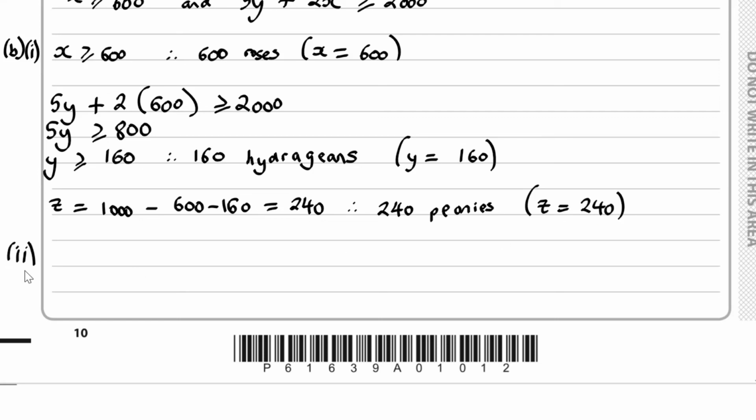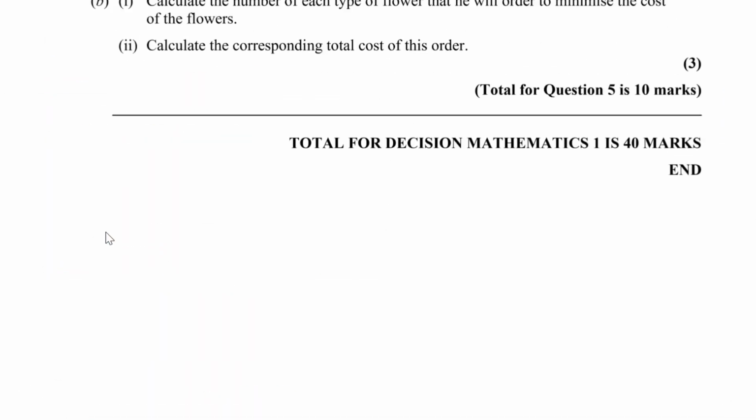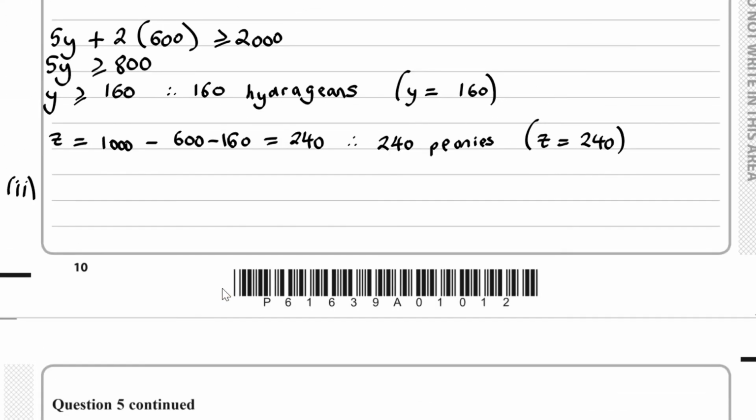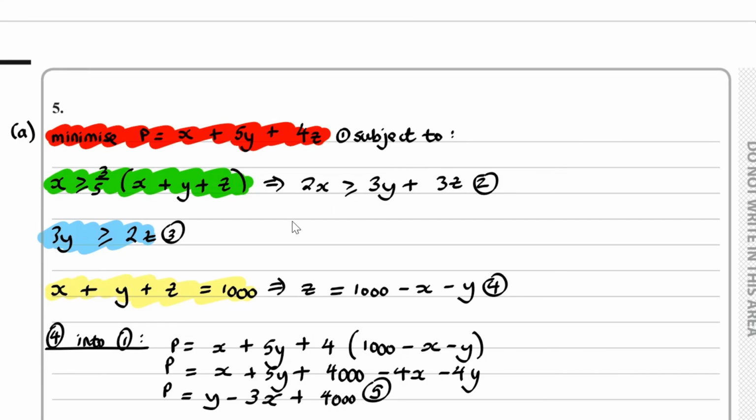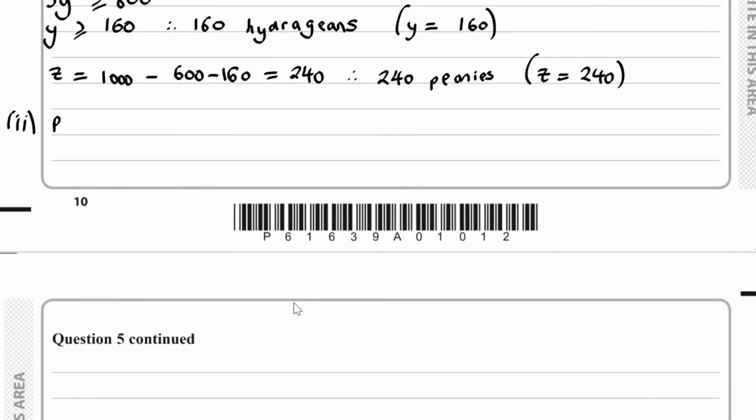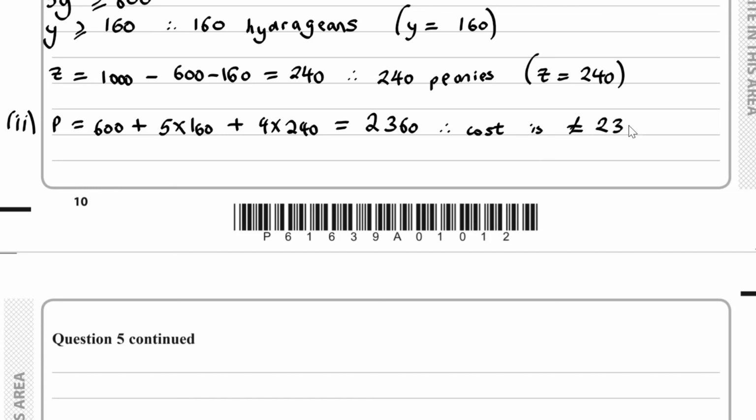Okay, and when we find out the corresponding cost, we substitute x, y and z back into this first equation. So we have p equals x, which is 600, plus 5y, so we have 5 times 160, plus 4z, so we have 4 times 240. We get 2360, and therefore the cost is 2360.